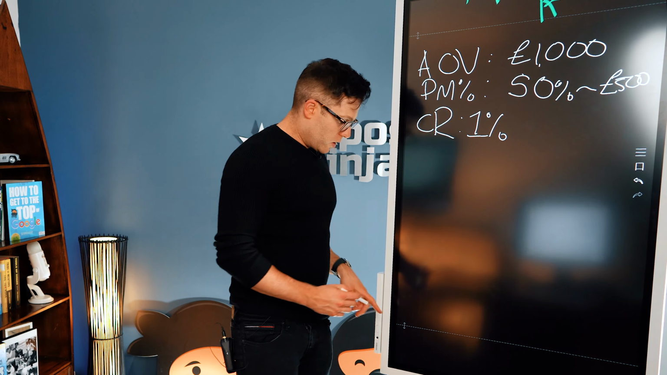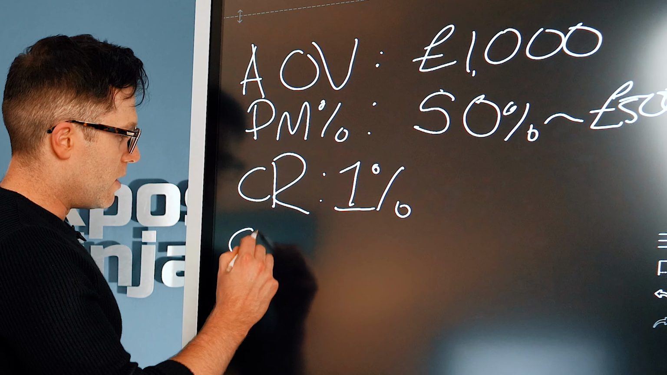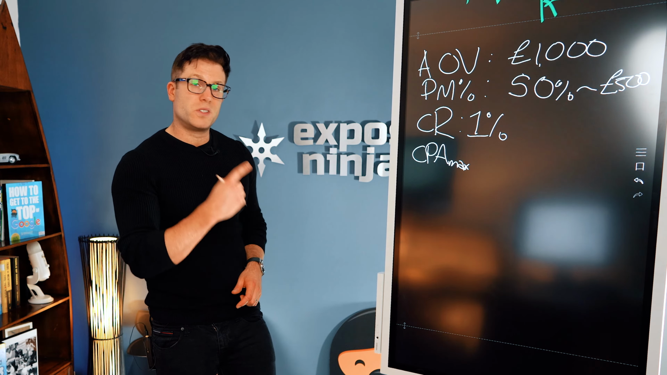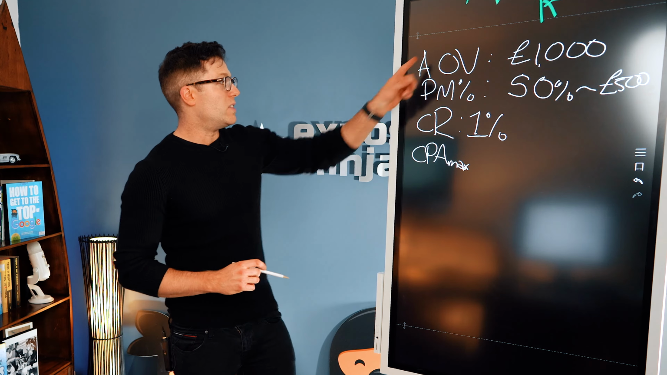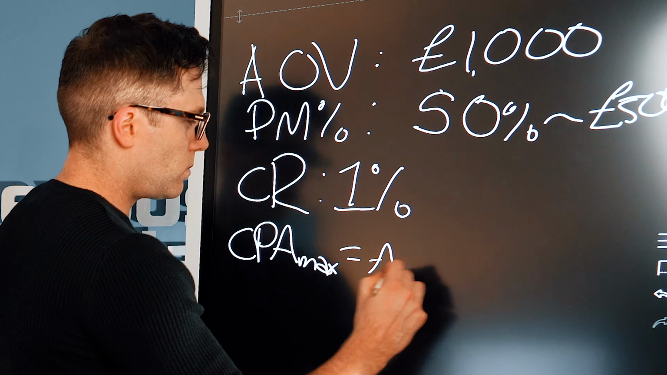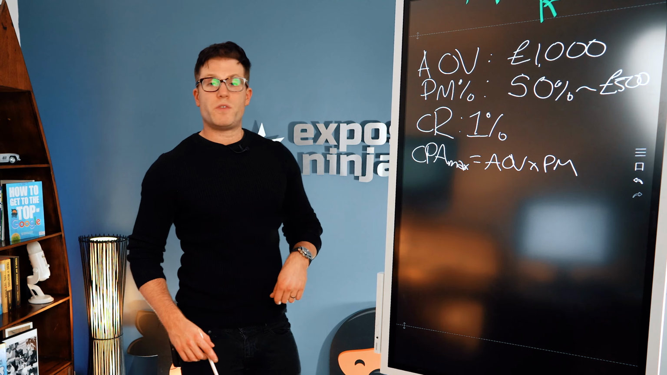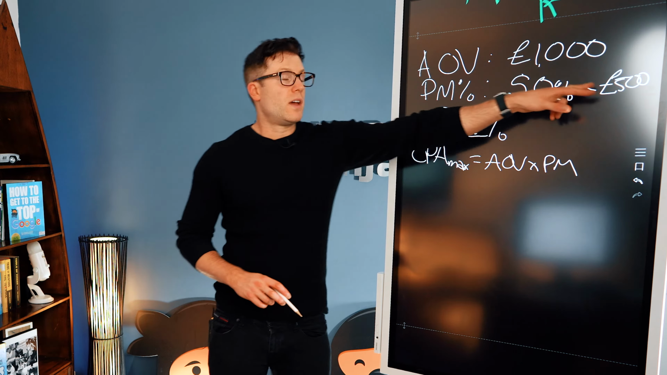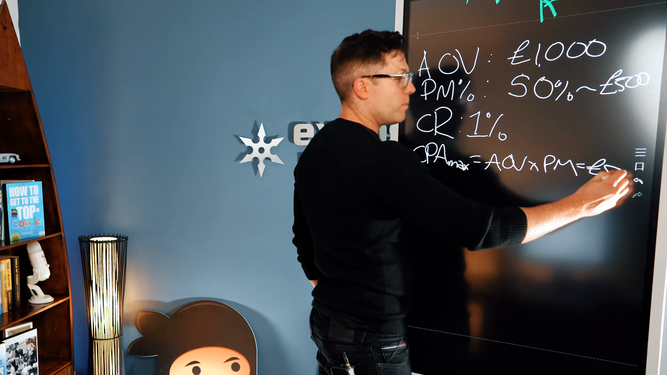So the formula that you're going to use is this. What we need to do first is work out what's called the CPA max. So this is the most that we can afford to spend to get each customer. Now, the most you can afford to spend is your average order value times your profit margin, right? So in this case, £1,000 times 50%, your maximum that you would be willing to pay to acquire a customer is £500.